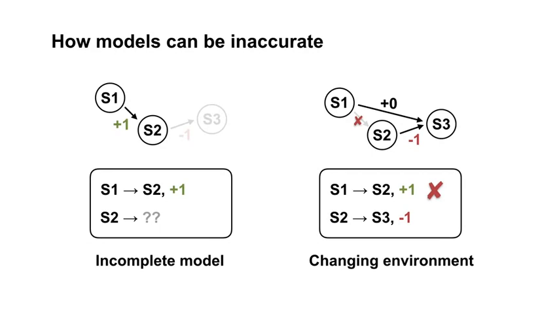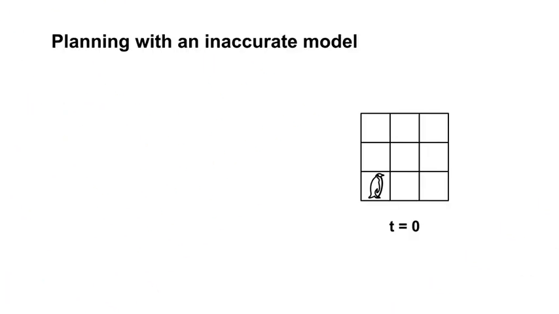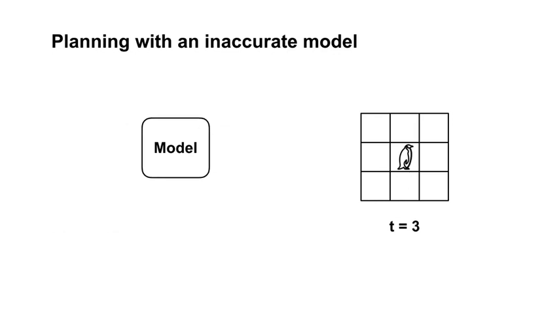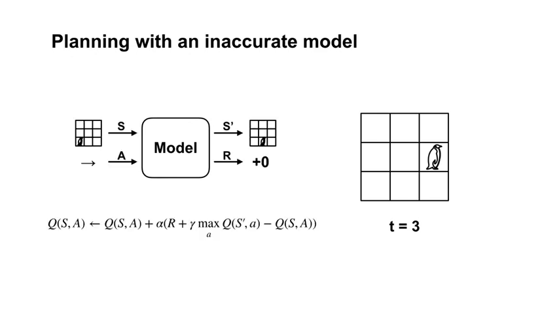So what happens when we plan with inaccurate models? The effect of planning with inaccurate models depends on how the model is inaccurate. In the beginning, the model is incomplete. Since the model can't produce a next state or reward, it can't be used for planning. However, as the agent interacts with the environment, the model stores more and more transitions. Then, the agent can perform updates by simulating transitions it's seen before. That means that as long as the agent has seen some transitions, it can plan with the model.